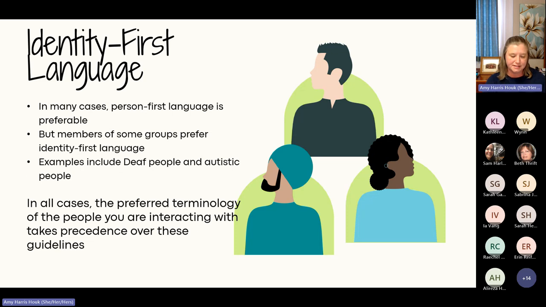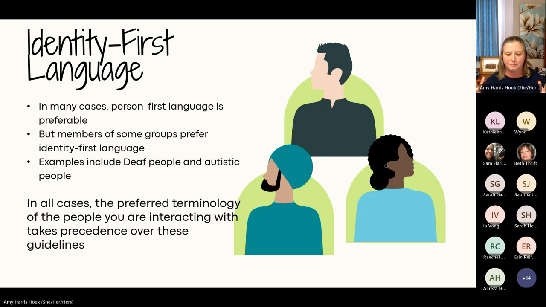Okay, so in some cases though, identity first language, which is the opposite of person first language, is preferable. The two most notable groups that tend to prefer identity first language are autistic people and big D deaf people. And when I say big D deaf people, I don't know if that's confusing, but people who use the capital D deaf see it as like it's a culture. So they are a part of a culture.